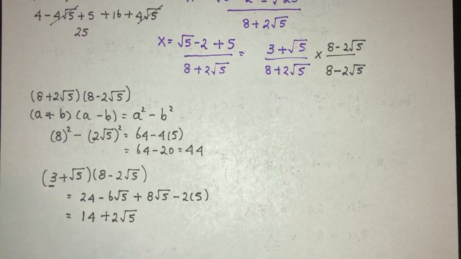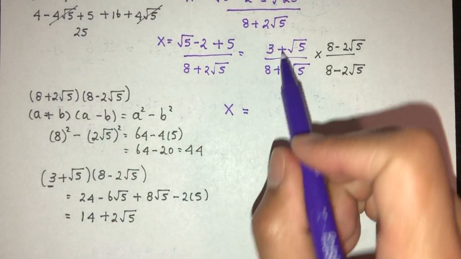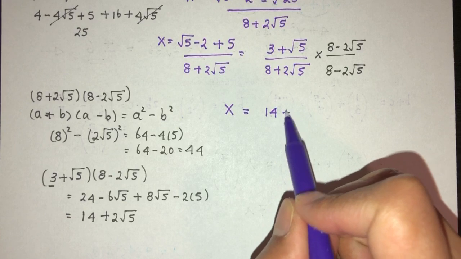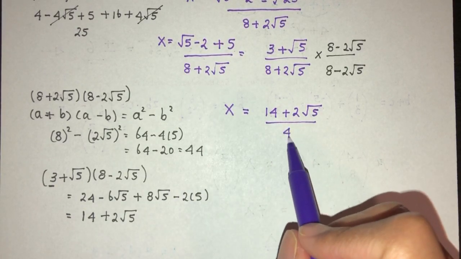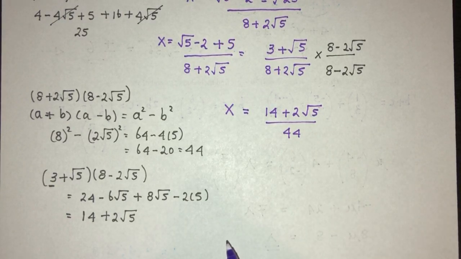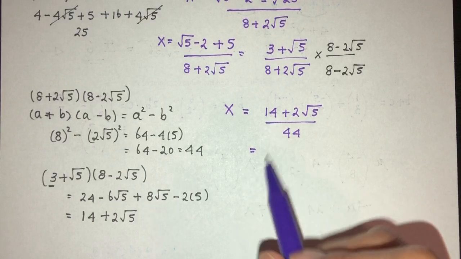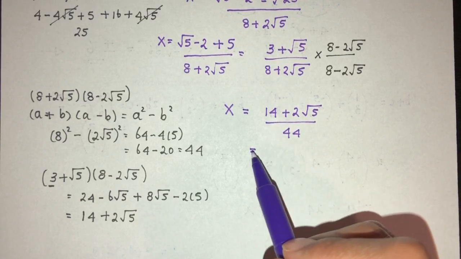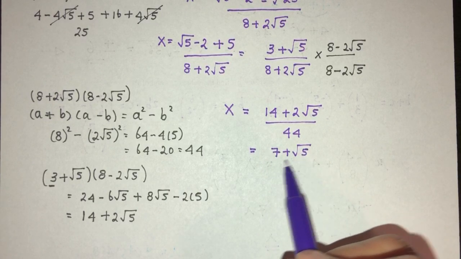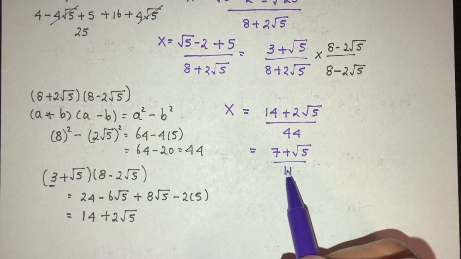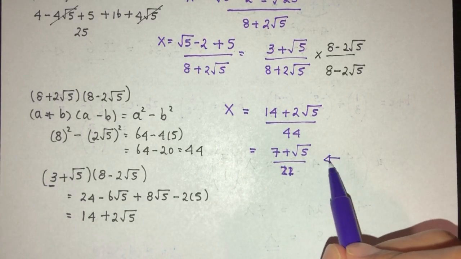Okay, now replace the values back in the main equation. On top, this is x obviously, you will have 14 plus 2 root 5, and the base will become 44. So now we can divide by, sorry, by 2, you will have 7 plus root 5 over, sorry, 22. That will be my answer for this one, value of x.